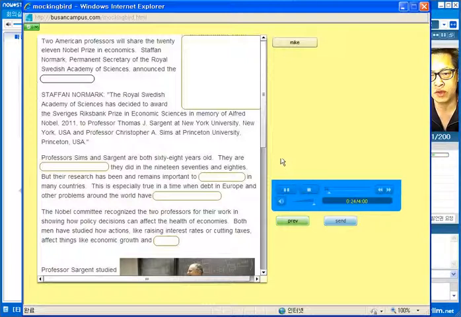The Royal Swedish Academy of Sciences has decided to award the Sveriges Riksbank Prize in Economic Sciences in memory of Alfred Nobel 2011 to Professor Thomas J. Sargent at New York University, New York, USA, and Professor Christopher A. Sims at Princeton University, Princeton, USA.